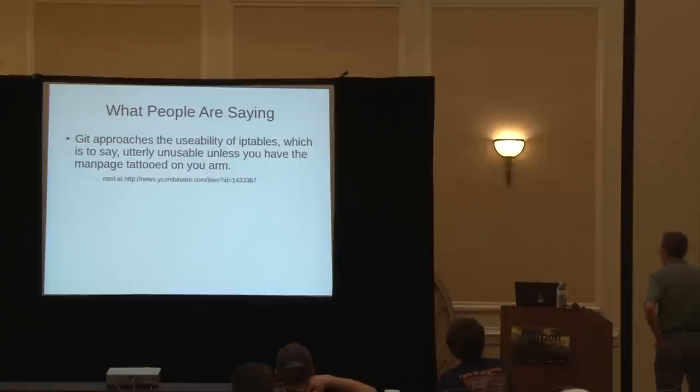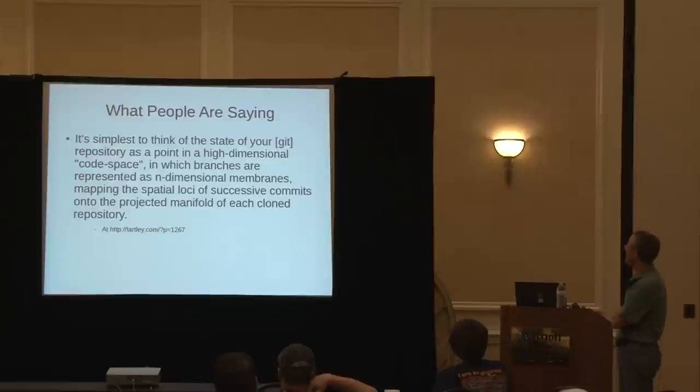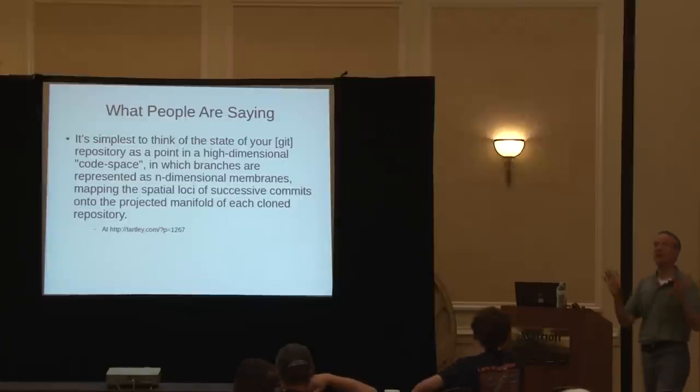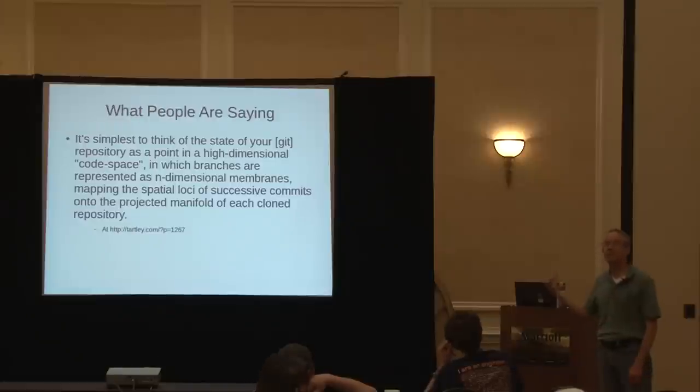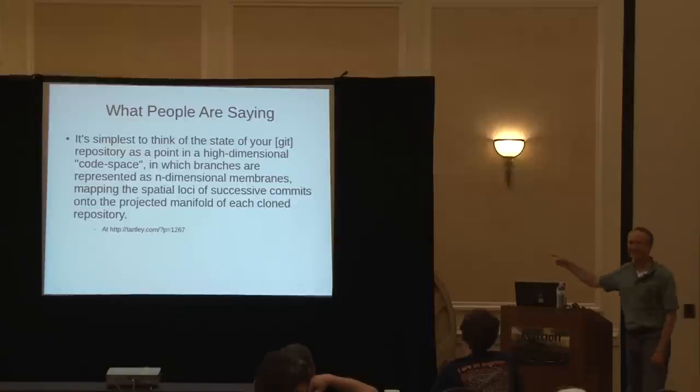This next one is my favorite quote of all about Git. You're going to love this one. It's simplest to think of your Git repository as a point in a high-dimensional code space in which branches are represented as n-dimensional membranes mapping the spatial loci of successive commits into the projected manifold of each cloned repository. If you understand that, then I submit that Git is the right configuration management system for you. And the real irony is the guy who wrote this, it's not in jest. He's serious. Here's the link.